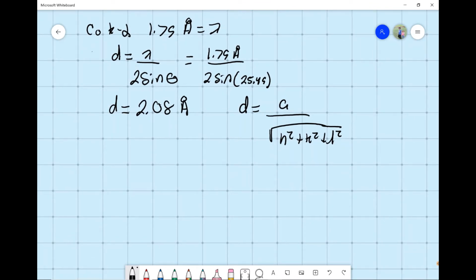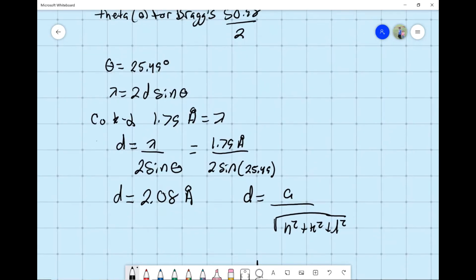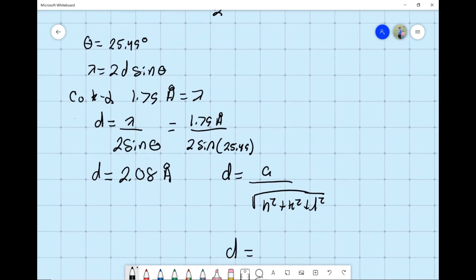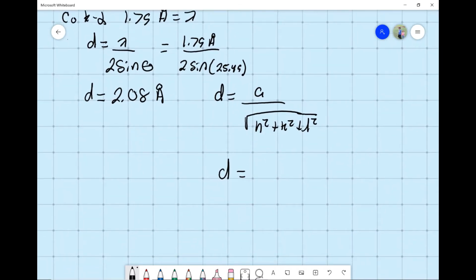So let's just try it. We'll try 100 for fun, and we know the lattice parameter is 3.60 angstroms. So we know d equals 3.60 divided by the square root of 1 squared plus 0 squared plus 0 squared. So 3.6 divided by the square root of 1. Always put the units.